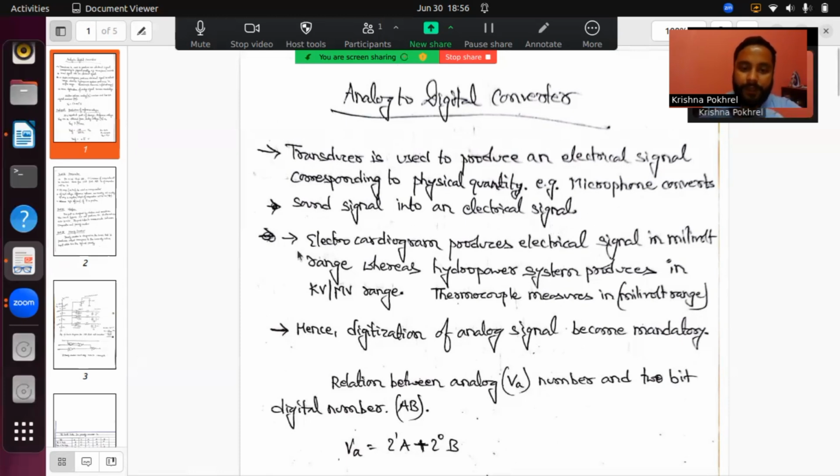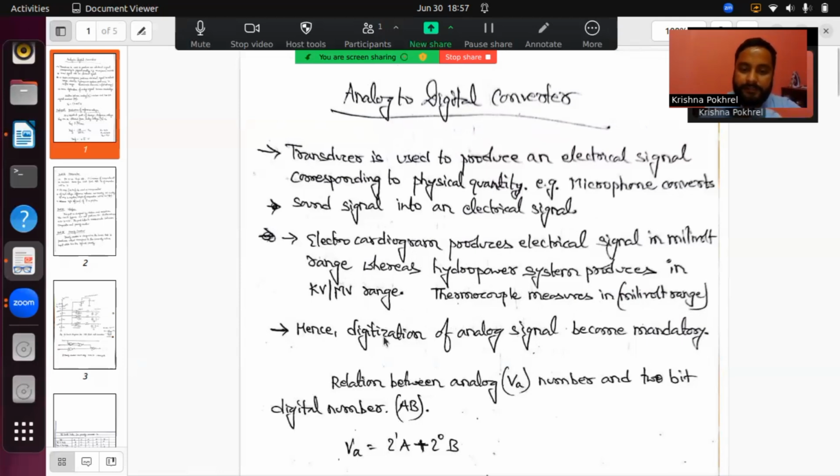This is also one type. Another is the electrocardiogram. ECG produces an electrical signal in the millivolt range, whereas a hydropower system produces in the kilovolt or megavolt range. That means one of these produces in a very low range and the other in a very high range. Another is the thermocouple, which also measures in the millivolt range. We know about the thermocouple: if there is a temperature difference between any two points of this thermocouple, then an electrical current will be generated in the millivolt range.